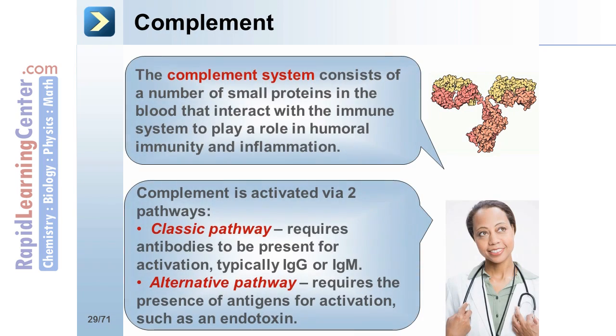The complement system consists of a number of small proteins in the blood that interact with the immune system to play a role in humoral immunity and inflammation. Complement is activated via two pathways, the classic and the alternative pathways. The classic pathway requires antibodies to be present for activation, typically IgG or IgM. The alternative pathway requires the presence of antigens for activation, such as an endotoxin.